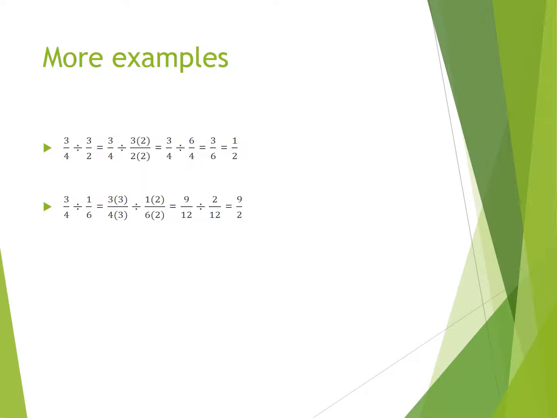Or how about 3/4 divided by 1/6? I get a common denominator. The least common multiple of 4 and 6 is 12. So I am going to make my denominator 12. 3/4 is now 9/12. 1/6, multiply top and bottom by 2, is 2/12. So I now have 9/12 divided by 2/12. 2 will go into 9 4.5 times, or 9/2.